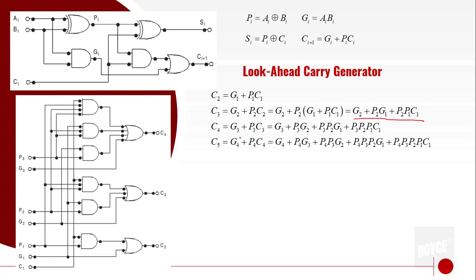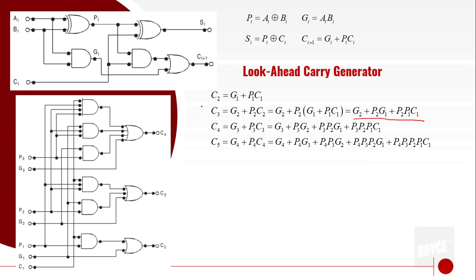Si C4, that would be G3 plus P3 C3, and since may C3 tayo, eto siya, so it would be G3 plus P3 G2 plus P3 P2 G1 plus P3 P2 P1 C1. So nakikita nyo na yung pattern. Si C5, G4 plus P4 C4, and since C4 is this, then C5 would be G4 plus P4 G3 plus P4 P3 G2 plus P4 P3 P2 G1 plus P4 P3 P2 P1 C1. Diba? So ito na yun.